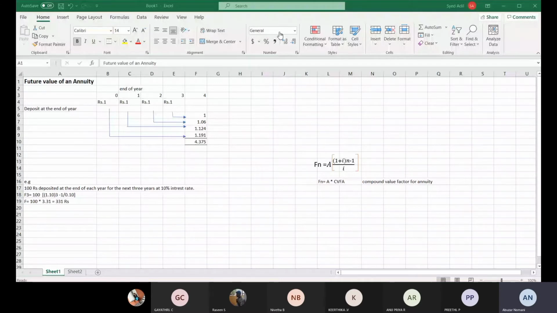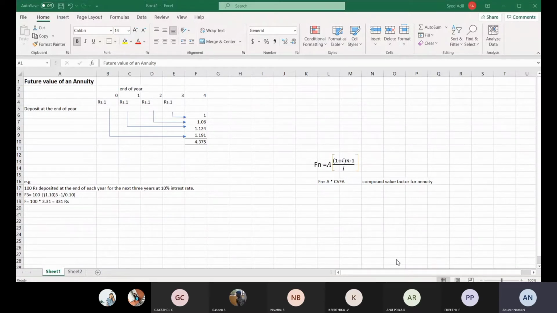Today we are going to discuss the future value of annuity. Before we start, I would like to make up your mind about what we are going to discuss today. We are going to discuss what annuity is, how we can define it, and then we will find out the ways of calculating the future value of annuity. Here we are going to discuss three methods of calculating the future value of annuity.